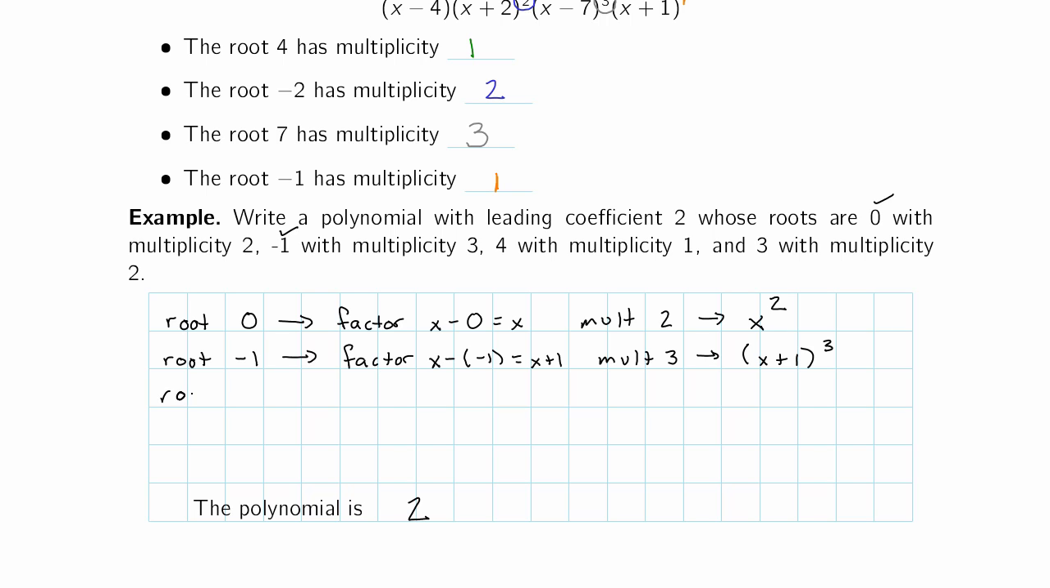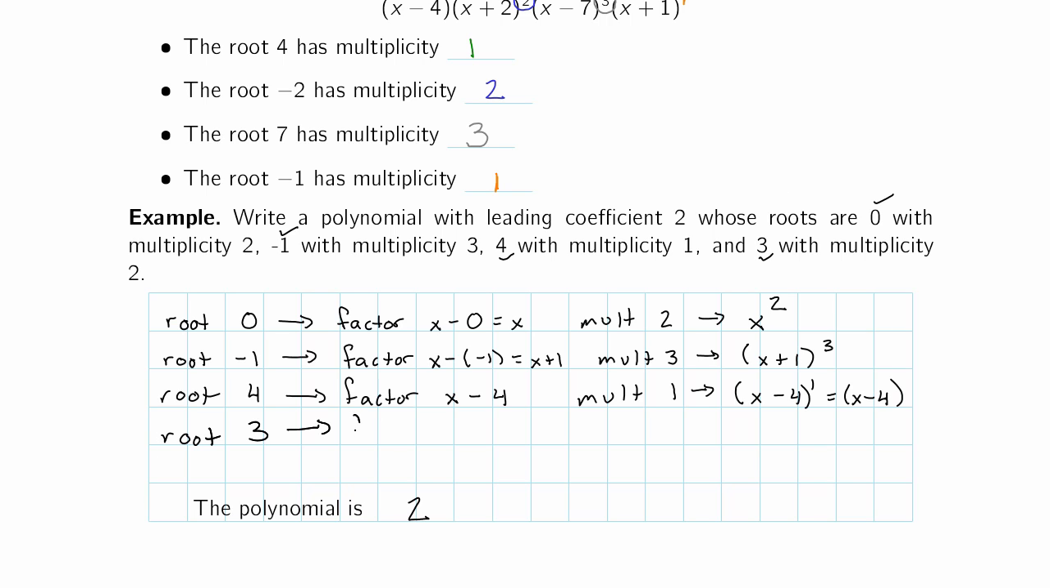The root 4 means we'll have a factor of x minus 4. Multiplicity 1 means we'll have a factor of just x minus 4 to the first, which is just x minus 4. And then the root 3 means that we have a factor x minus 3. Multiplicity 2 means we have x minus 3 to the second power.